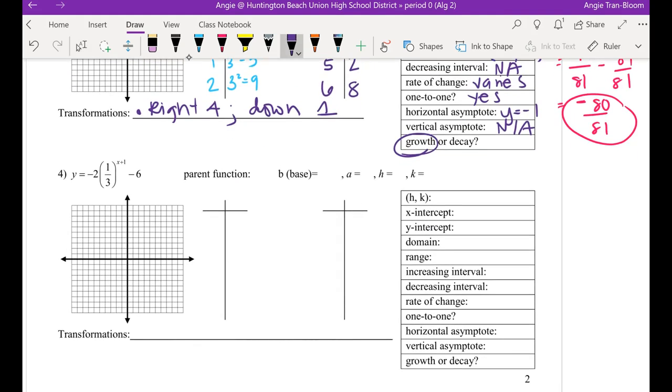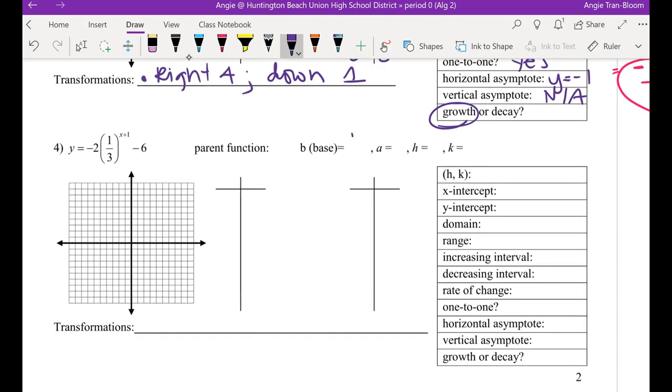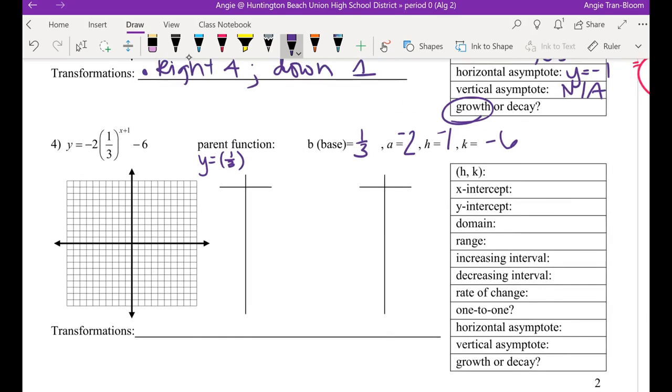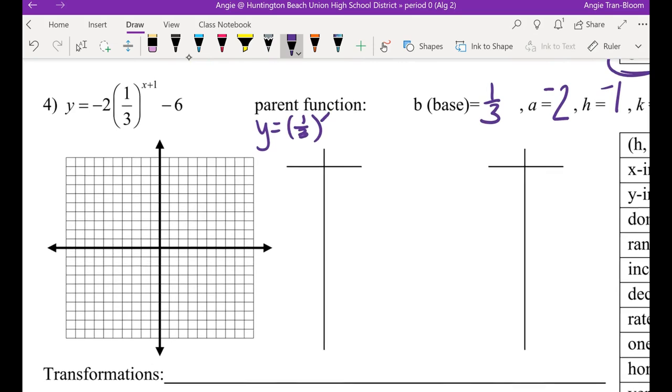Let's identify the base right away. What's our base? 1/3. That means I can actually go to the growth in k and say that it is decay. But we're going to wait to see if it's true or not, okay? What's your a value? -2. What's your h value? -1. What's your k value? -6, okay? So our parent function is y equals 1/3 in parentheses to a power of what? X, you're right. Okay, that makes it look like a 1/3. And then we're going to have inputs and outputs. -2, -1, 0, 1, and 2.